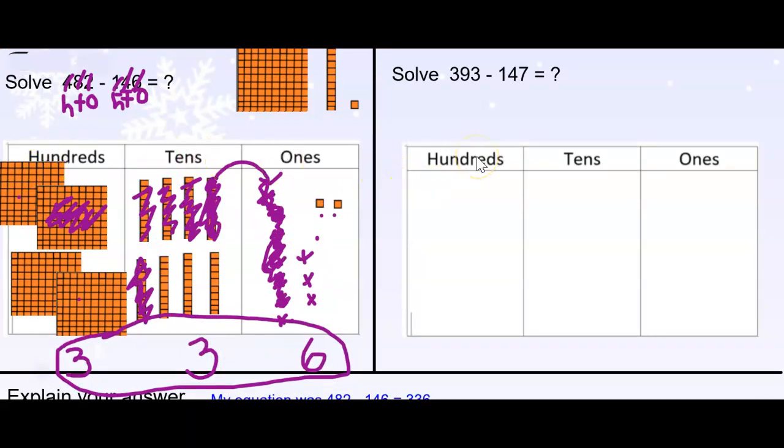Make sure you have your pencil and paper, boys and girls. This is the problem that you are to solve today. When you're finished solving that problem, take a picture of it using your cell phone, and you can text it to Mrs. Hefner, or you can upload it to your email, your parents' email, and send it to me so that I can see your work. Have you written down the equation? 393 minus 147.